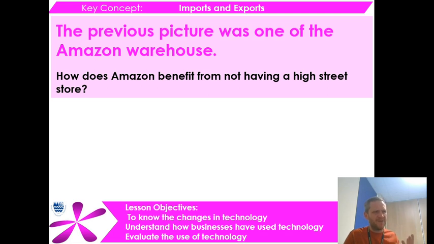If we take HMV in Reading, I always use this as an example, I don't know why. Think about what the store looks like. Think about what the staff are wearing. Think about all that kind of stuff, that actually in retail things have to look good. So where are they located? Where would an HMV be located that an Amazon warehouse doesn't necessarily need to be? Put a thought in, do a bit of Googling, but why does Amazon benefit from not having a high street store? That's next.